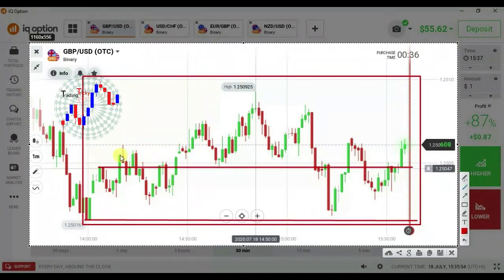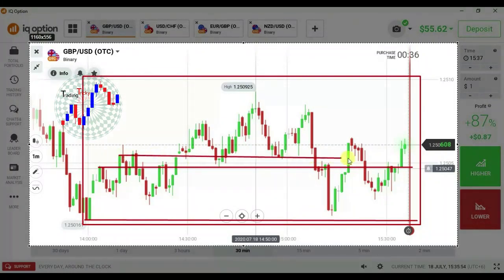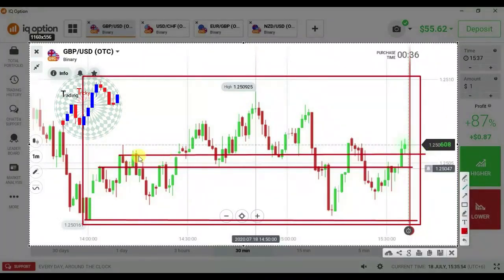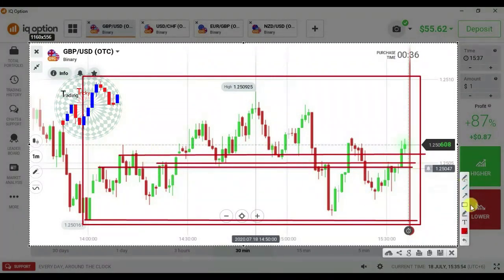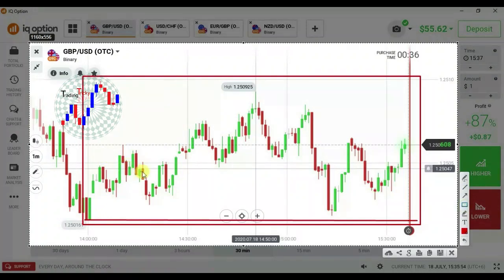So here also you can see it got resistance from this area. So it has been respected, and this is a support too, and these are round numbers. It means in this area now we can consider something like this.